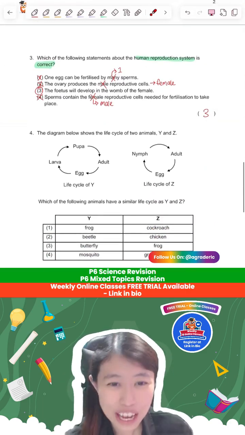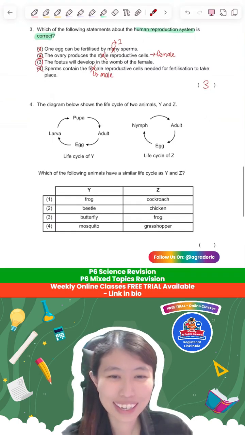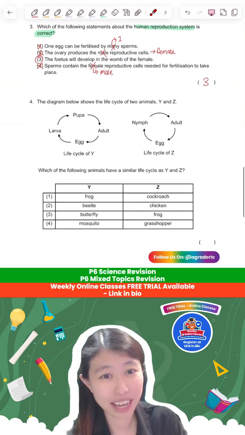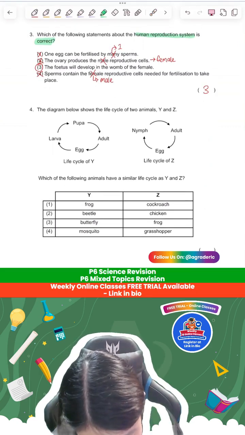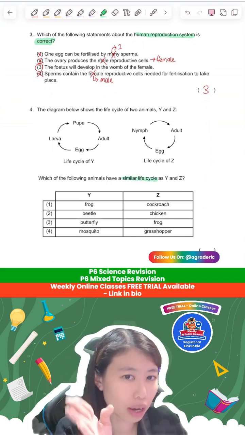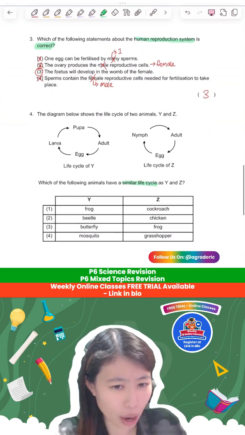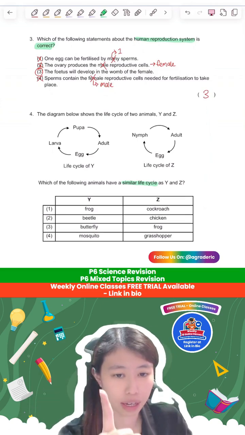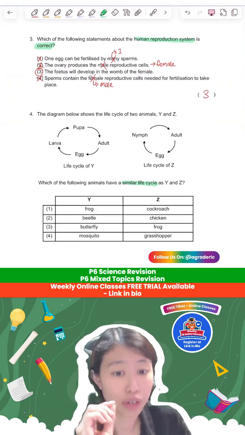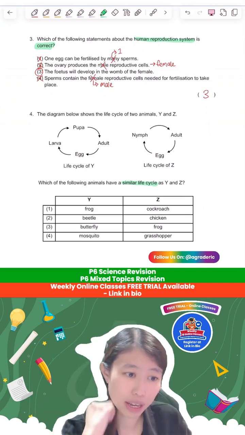Okay, let's look at this. Question 4 is your lower block topic. The diagram below shows a life cycle of 2 animals, Y and Z. Which of the following animals have a similar life cycle as Y and Z? Can you tell me about the life cycle of Y? Usually the easiest to identify is the number of stages. First thing, compare the number of stages. That's the easiest to compare.